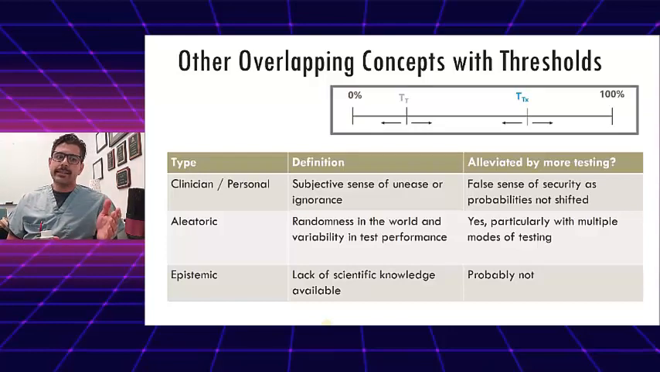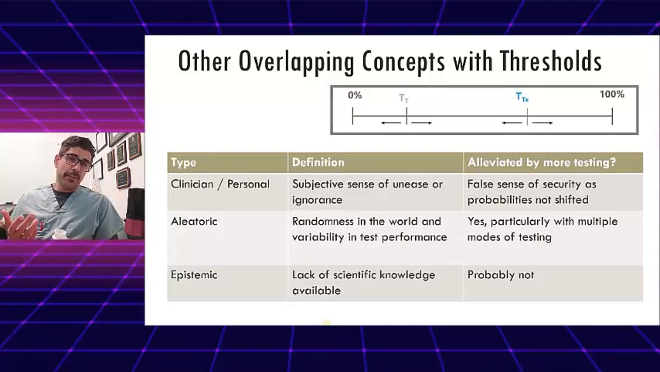I get a test, it moves my probability substantially, but I'm still feeling unwell about this situation for some reason. There's just something about this patient case that makes me think that the patient may still have an aortic intimal tear, and I'm going to want to get some additional testing to figure that out. And then the last type of uncertainty is what's called epistemic uncertainty, which is that we just lack scientific knowledge about a certain disease or condition.